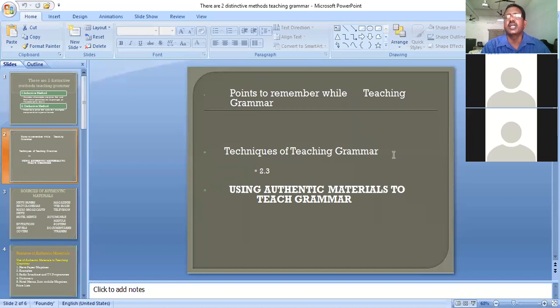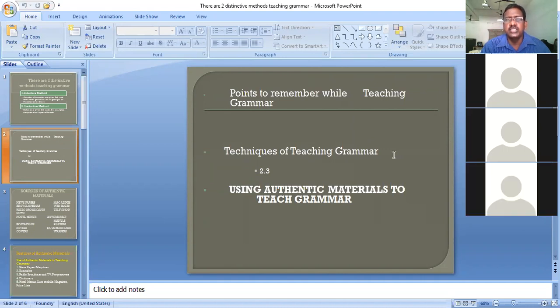Then next, minimum use of grammatical terminology, and using game-like exercises. Teach grammar through game-like exercises. Children like games. That's why we give game-like exercises to them. And we should minimize the confusion.